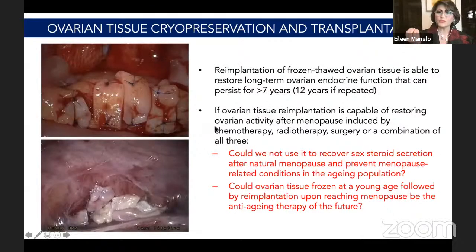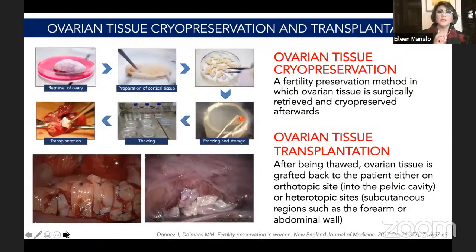And if ovarian tissue reimplantation is capable of restoring ovarian activity after the menopause induced by chemotherapy, radiotherapy, surgery, or a combination of all these treatments, could we not use it to recover sex steroid secretion after natural menopause and prevent menopause-related conditions in the aging population? Could ovarian tissue frozen at a young age, followed by reimplantation upon reaching menopause, be the anti-aging therapy of the future? Okay, so we review the technology of OTC and ovarian tissue transplantation.